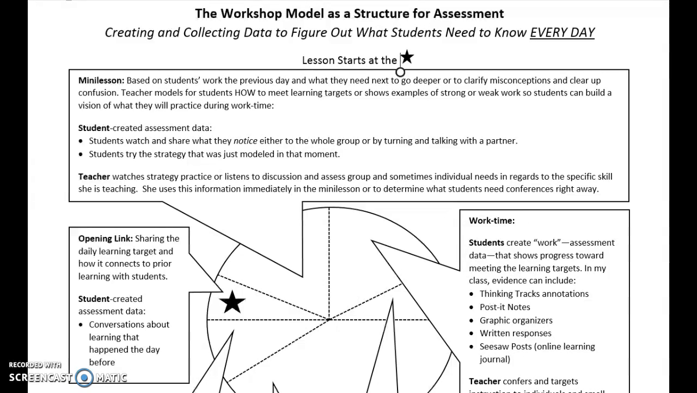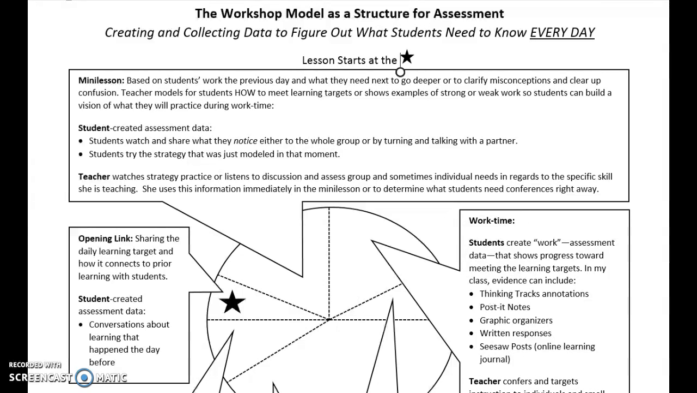Whether it's them bringing a self-selected text to the carpet or me having a text determined for them, I'll have them try the strategy that I just modeled and walk around and give feedback in that moment and notice where students are at and who's ready to move on and who might still need some more time for practice. While they're either discussing what they notice or practicing a strategy, I'm doing a lot of listening and watching.